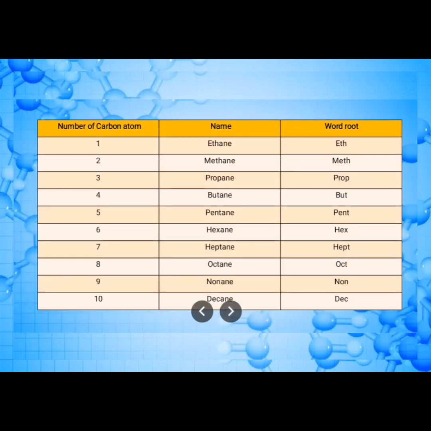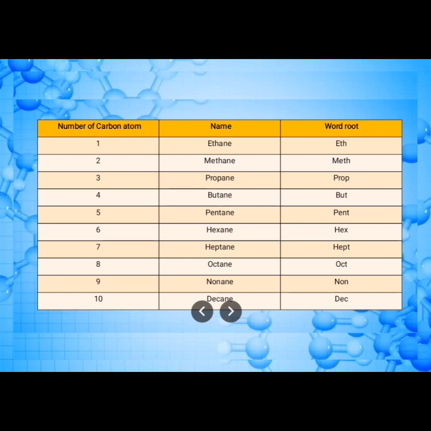As you can see here, there is a table. In the first column we have the number of atoms, and the second is the name and the word root. If there is the presence of 1 carbon, it will be called methane, and the word root is meth. And if there are 2 carbons, we have ethane, and so on and so forth.